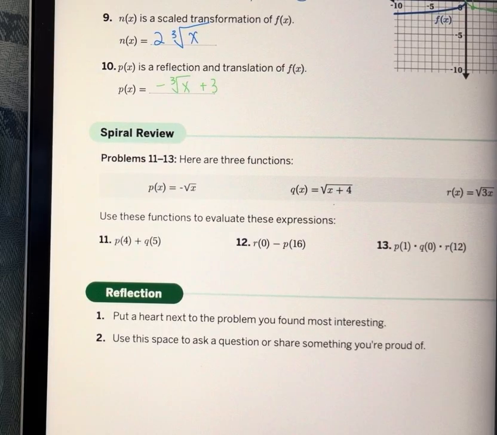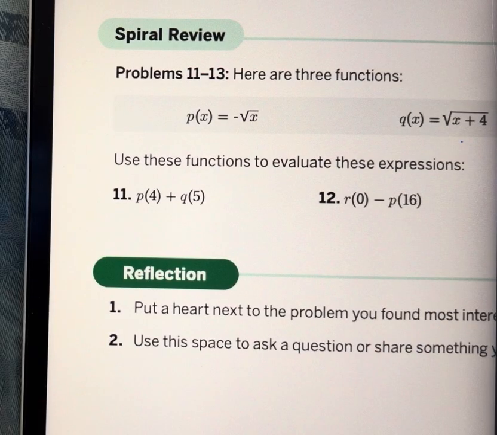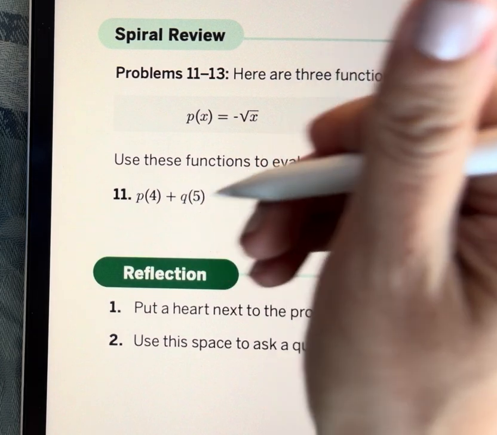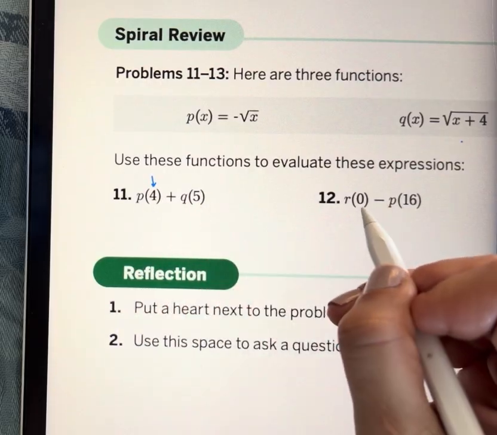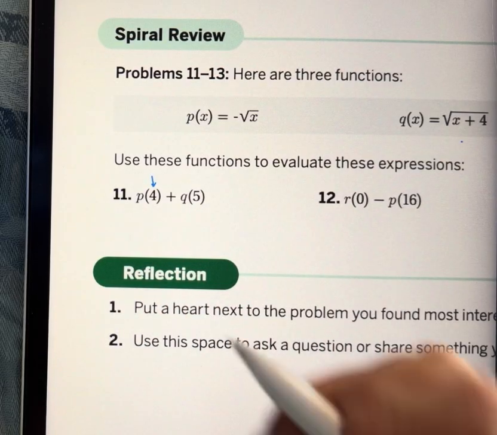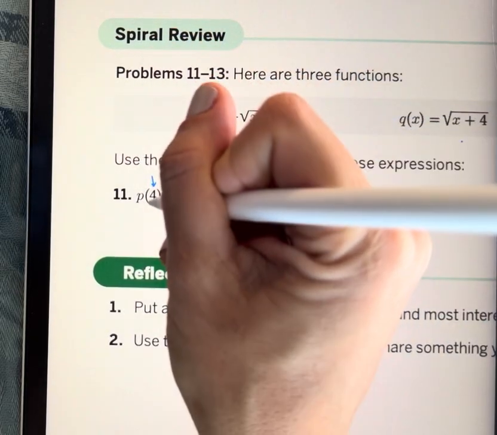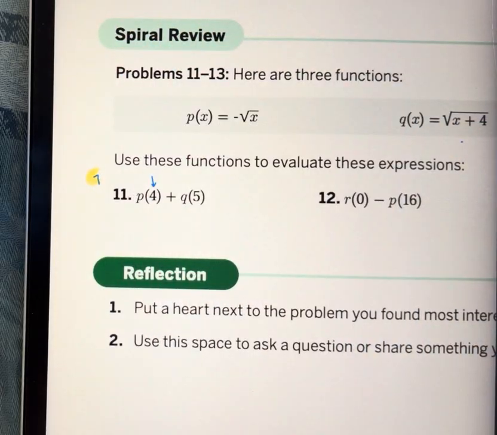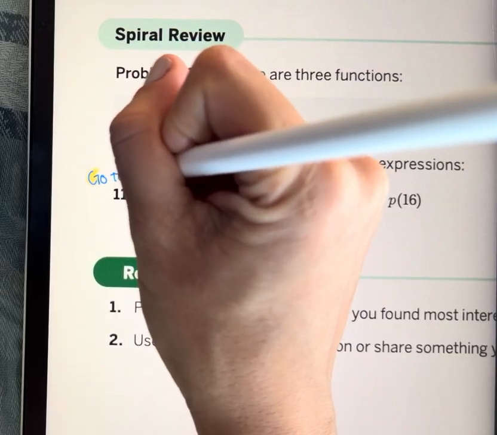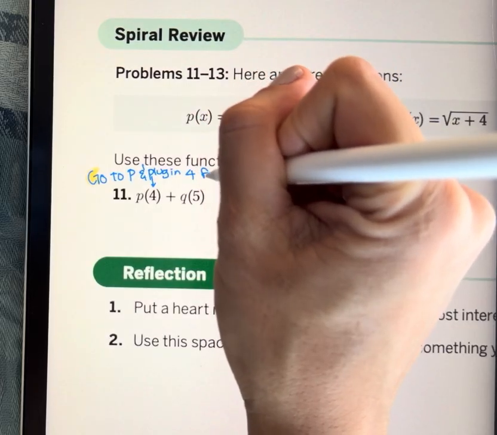And then spiral review. Here are 3 functions. Let's do it, you guys. You guys tend to get rusty on this stuff, and it's super important. So let's definitely get on that. Remember, you guys, please. This does not mean P times 4, Q times 5, R times 0. No, it does not. This means P of 4. P of 4 means go to P. What's happening? Go to P and plug in 4 for X.